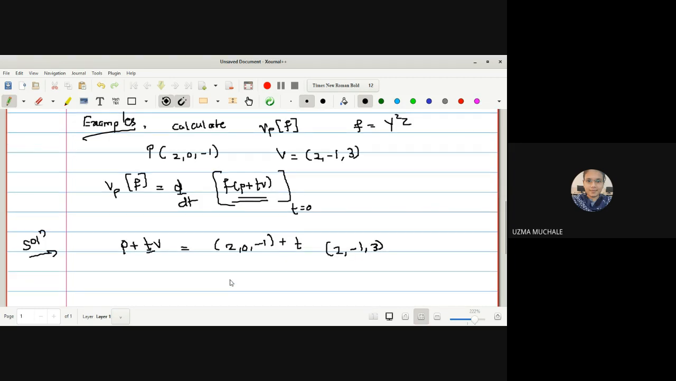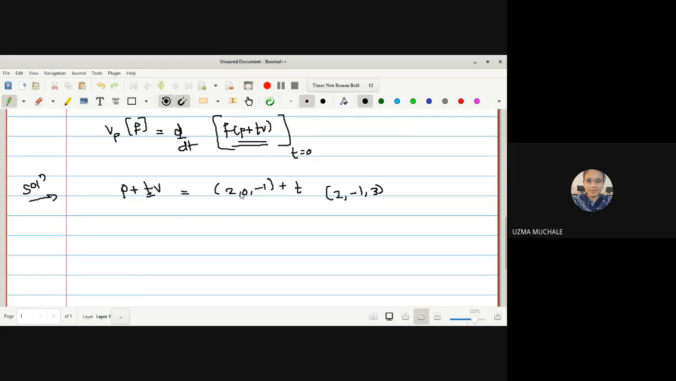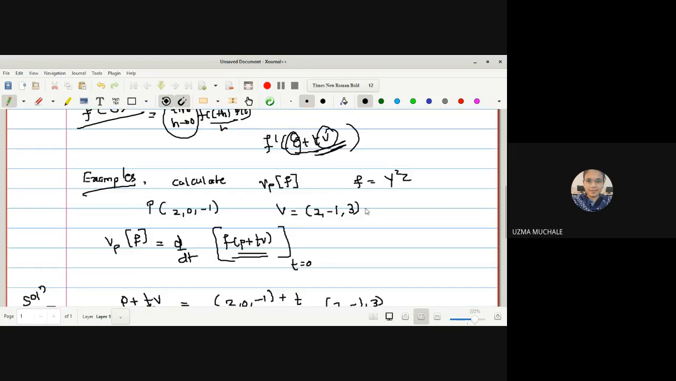Try to solve it with me so that you can understand what you are solving. And what is the value of this? (2 + 2t, -t, -1 + 3t). So this is your value of p plus tv. Then what is the value of f of p plus tv? For that, firstly we should know what function f is provided.